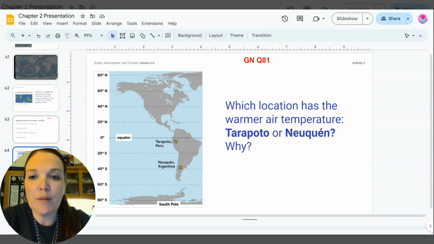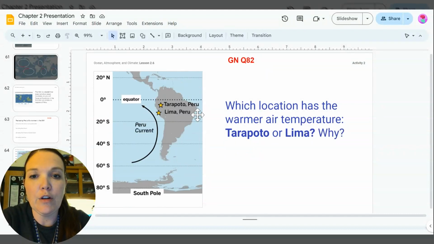Okay, now that you've completed the sim, we have a few more things to do in Guided Notes question 81. Which location has the warmer air temperature, Tarapoto or Niqueen? And why? So if you look at this, it doesn't show anything about the ocean currents. You're just looking at the latitude of these 2 locations. So use the information you've learned to tell me which of these is warmer. Which one has a warmer air temperature?